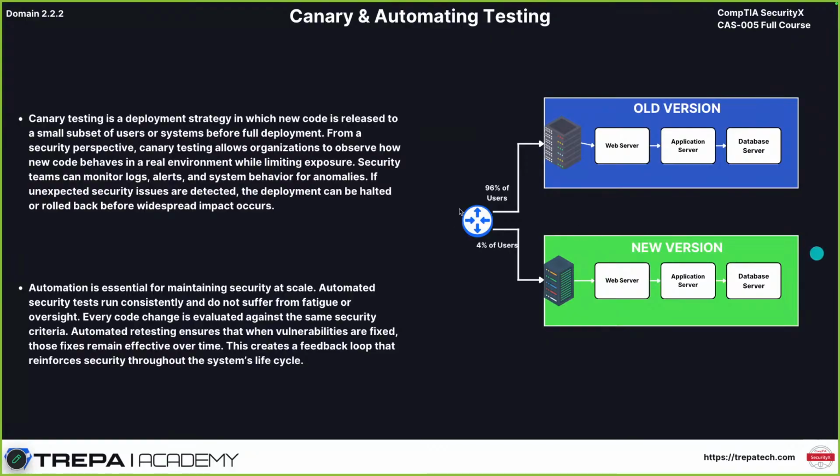Okay, but automation. Automation is essential for maintaining security at scale. Automated security tests run consistently and do not suffer from fatigue or oversight. Every code change is evaluated against the same security criteria.